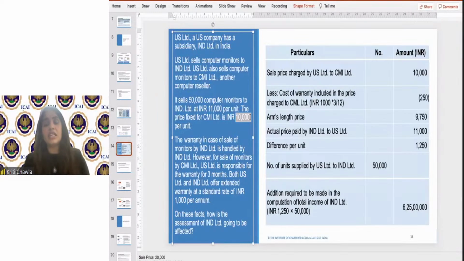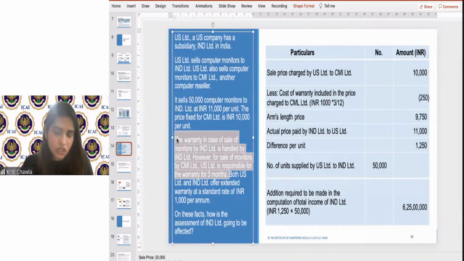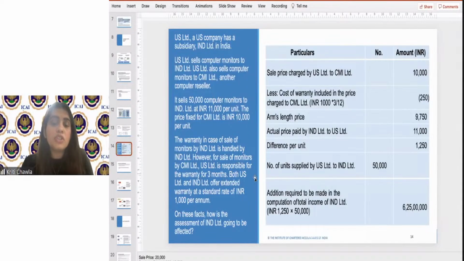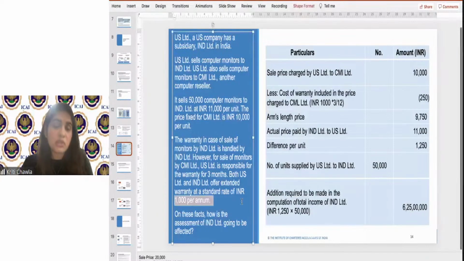But the question further says that warranty in case of sale of monitors to Unlimited is handled by Unlimited. However, for sale of monitors by CMI Limited, US Limited is responsible for the warranty of 3 months. So everything is the same, and you can take 10,000 rupees as the CUP, but the problem is that there is a warranty. This issue is not the same. Can you make an adjustment for that? Yes, we will try to make an adjustment. Let's see how we can. Both US Limited and Unlimited offer extended warranty at a standard price of 1,000 per annum.